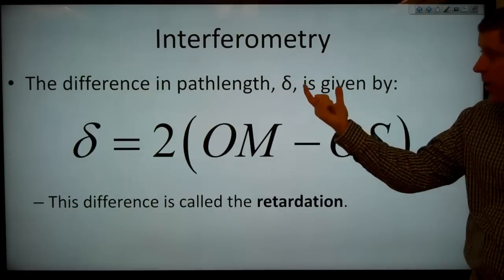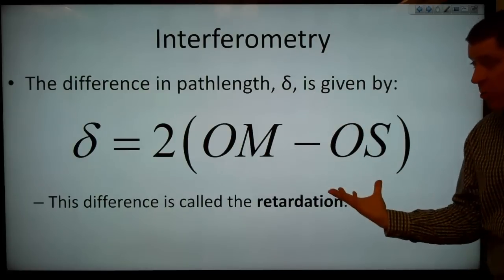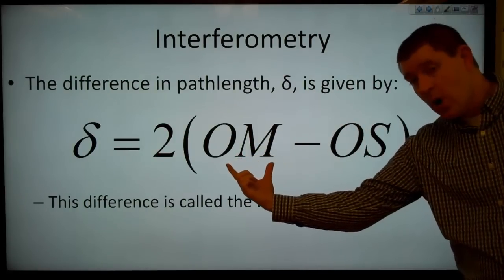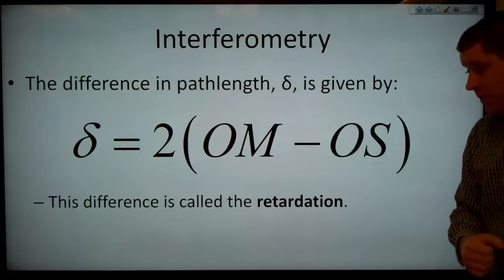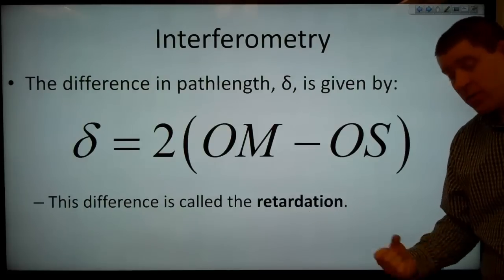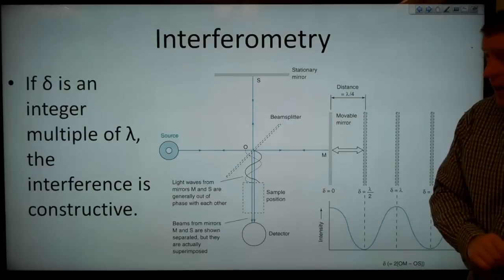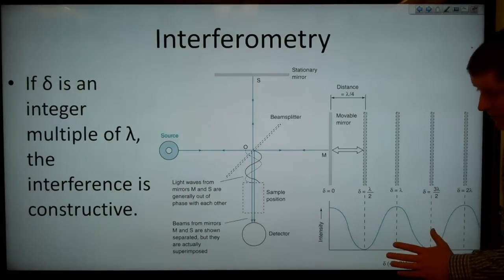The difference in path length delta is given here, where we have twice the difference in distance between OM and OS. And this difference is called the retardation. So if delta is an integer multiple of lambda, then the interference is constructive.